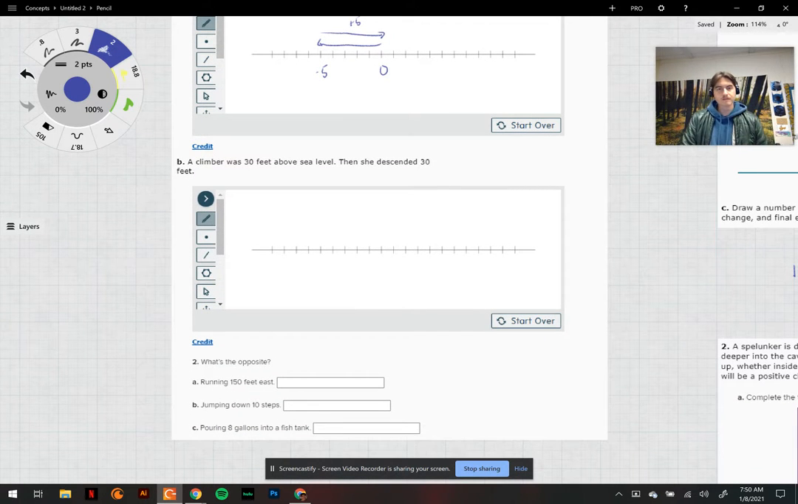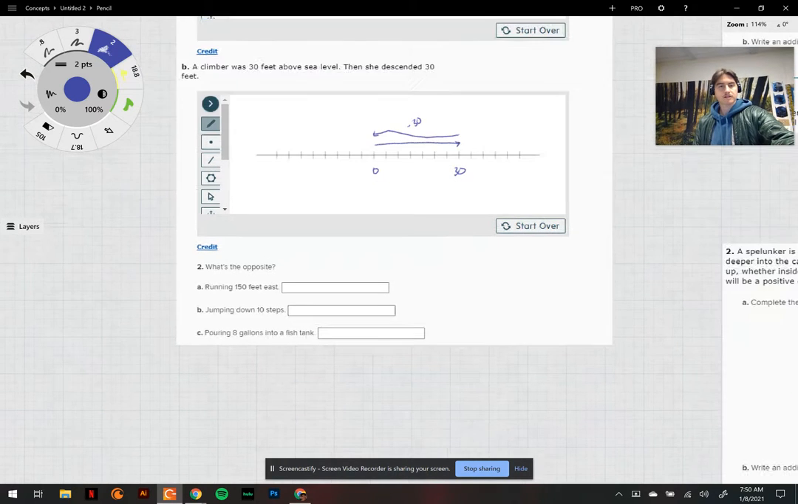The climber was 30 feet above sea level. So above sea level means it's positive. Then she descended 30 feet. So descended means negative action. So I need to draw my first line going from 0 to 30, because she's 30 feet above sea level, but then she descended 30 feet. So the change was -30, so I'm going to the left since it's a negative action. And there's my -30. Again, I'm right back at 0.